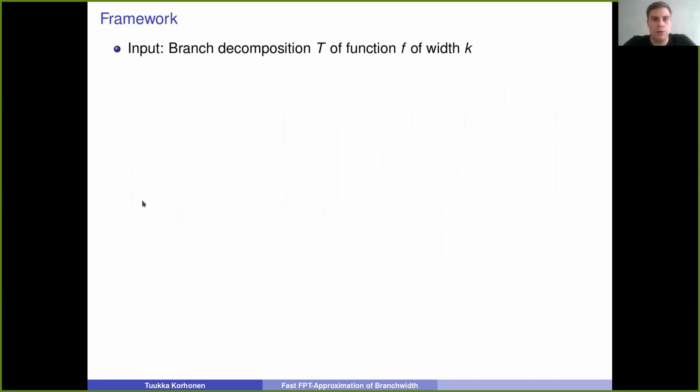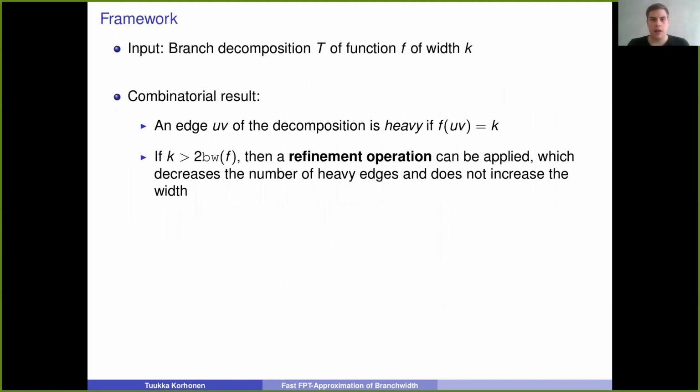So now let's go to even more details. The setting is the input is this branch decomposition T of width k, which we want to either improve or say it's a two approximation. The central result of our framework is that we say that the edge UV of this decomposition is heavy if the width of this edge is the same as the width of this decomposition. So this edge is an edge that actually causes the width of this decomposition. Any decomposition has at least one heavy edge, but can have n heavy edges.